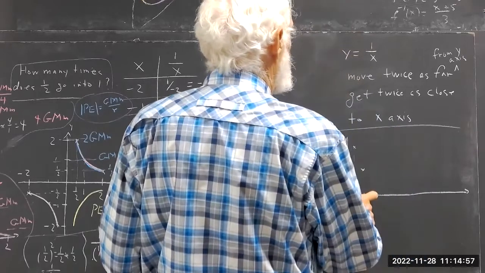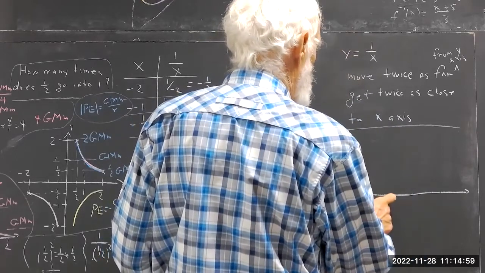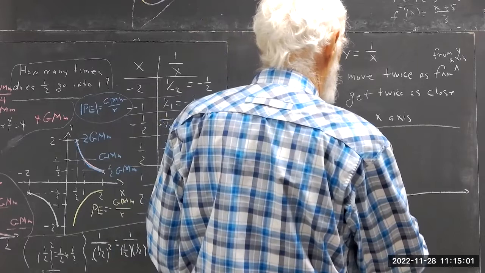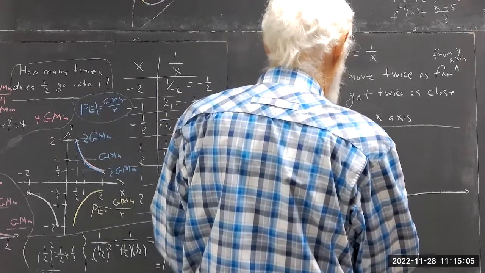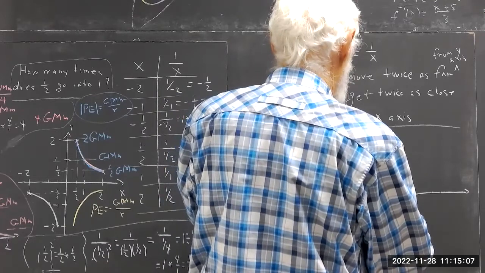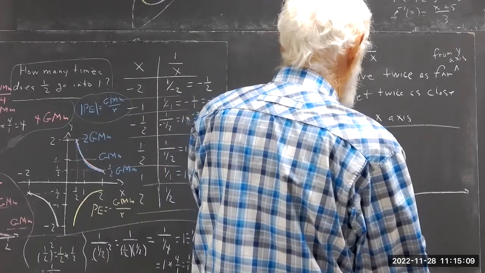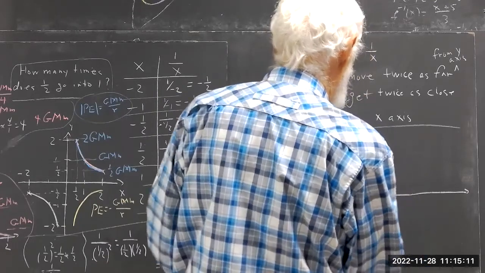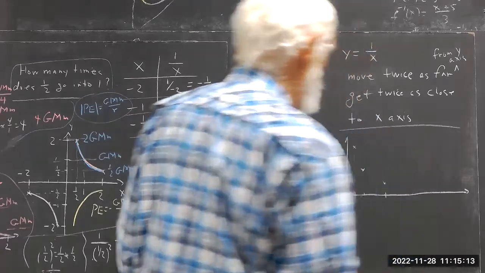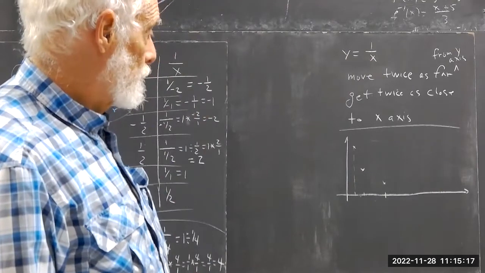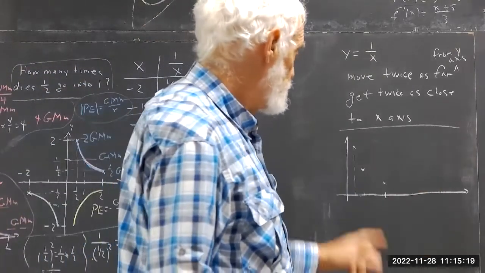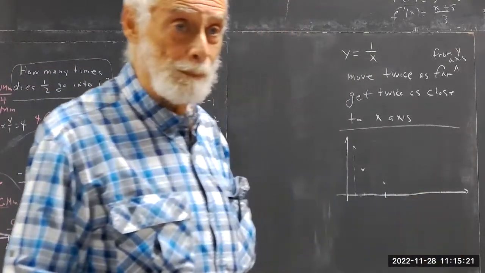Then you move twice that far from the y-axis. So you move out to here, and you're going to get twice as close to the x-axis. It'd be from like this far to this far, twice as far from the y-axis, like this. So do a quick sketch of this and show me the next point.